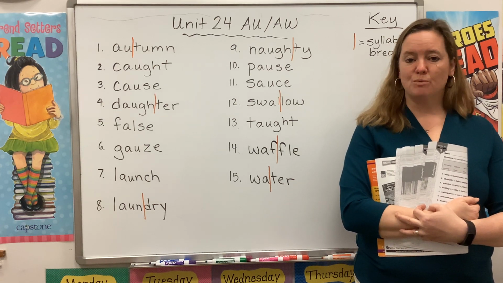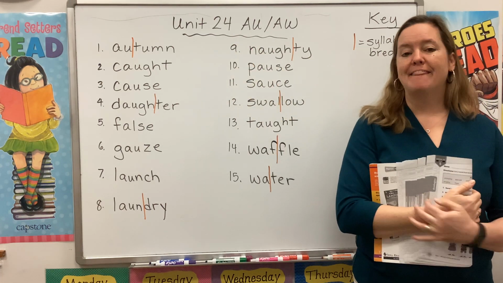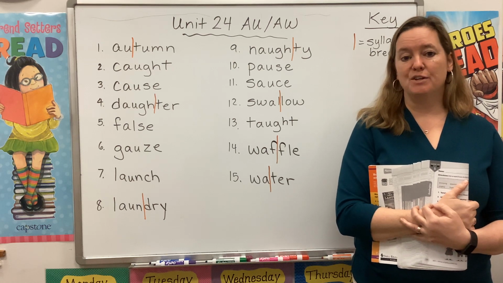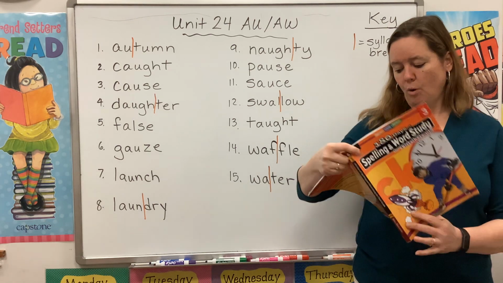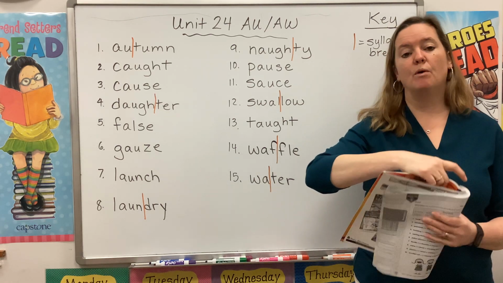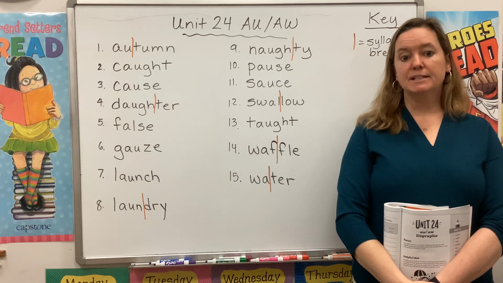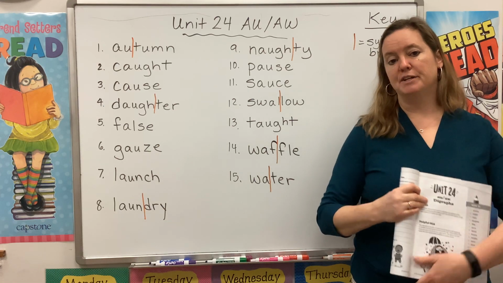My name is Mrs. Rhoades, and I'm here to get you started on Unit 24, the AU-AW pattern. Please take a second to gather your materials. You will need your orange book, open to page 149. You will also need some colorful pens, markers, or crayons. Remember, whatever I mark on my board, you should mark on your page.